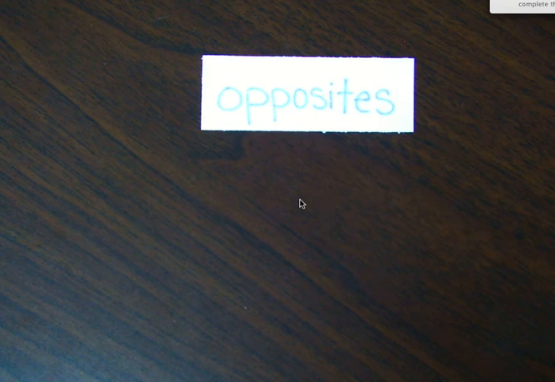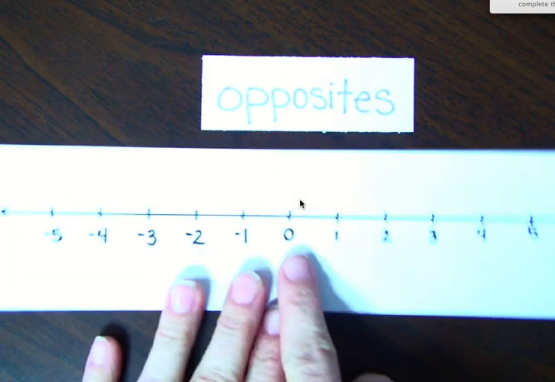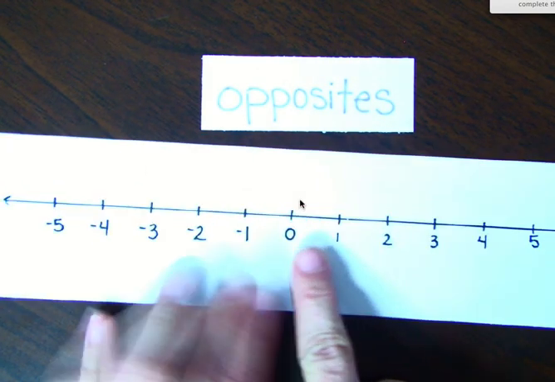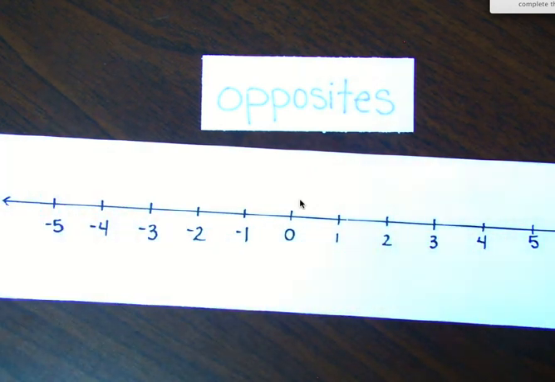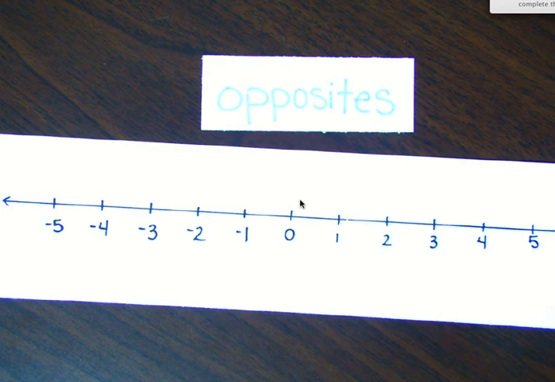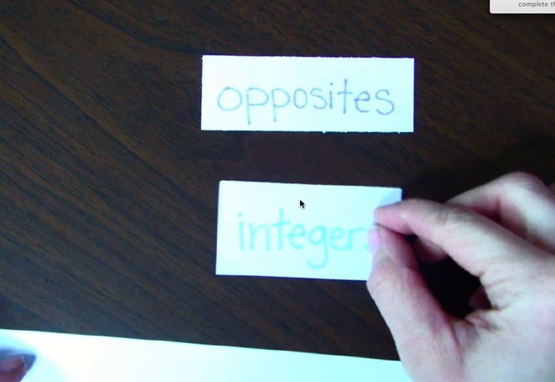The next vocabulary term that I would like to introduce to you is opposites. A number has an opposite, and opposites are the same distance from 0 on the number line, but they're on different sides of 0. If we look at a number line, opposites are the same distance away from 0, but in opposite directions. Let's try one. Well, before we try one, let's talk about one more vocabulary word.